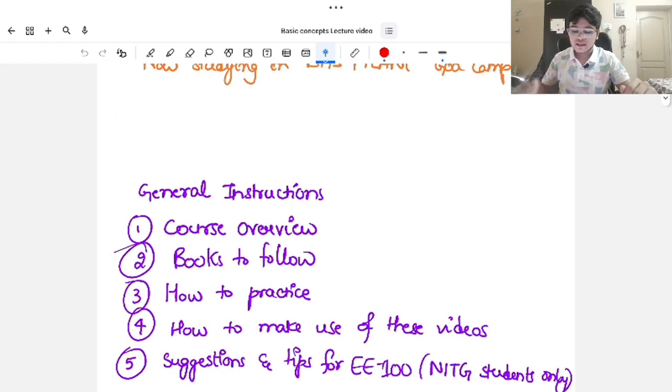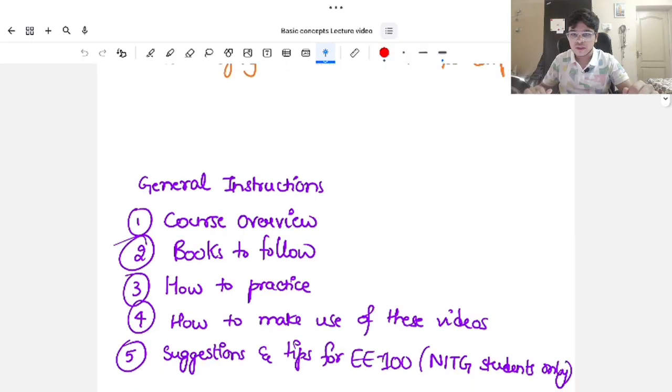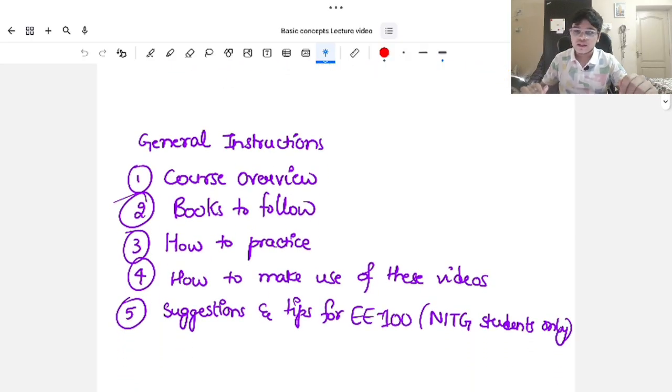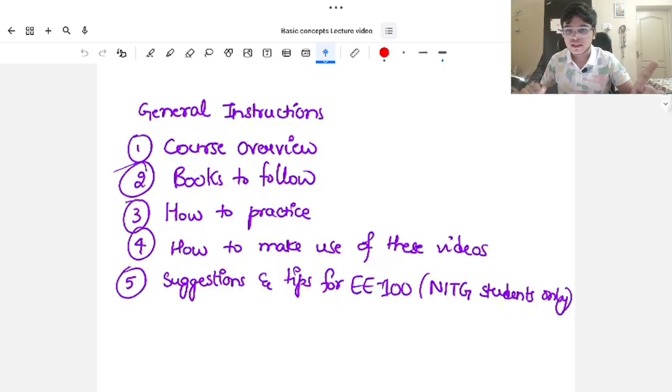The general instructions for this particular course are that in NIT Goa specifically, and in any other college also, this is the general way things go: there are minors, there are midsems, and there are end sems. In NIT Goa, there are three minors, one midsem, and one end sem.